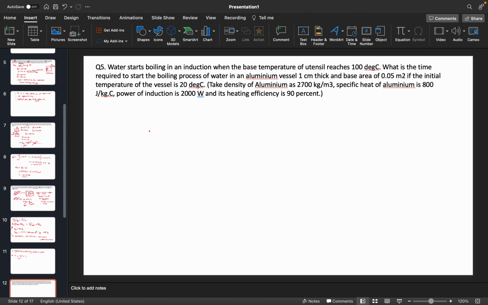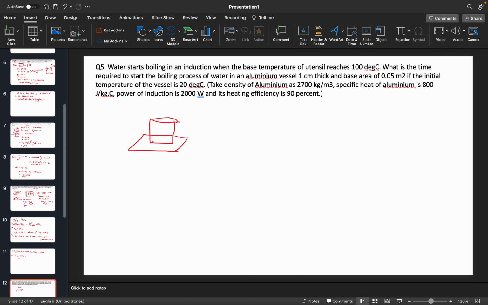Suppose you have bought an induction, and you keep a utensil here and start boiling. We all know that water will start to boil at 100 degrees Celsius, but here it is saying that the boiling process starts when the temperature of this base surface reaches 100 degrees Celsius. The utensil's base temperature reaches 100 degrees Celsius. And what is the time required?